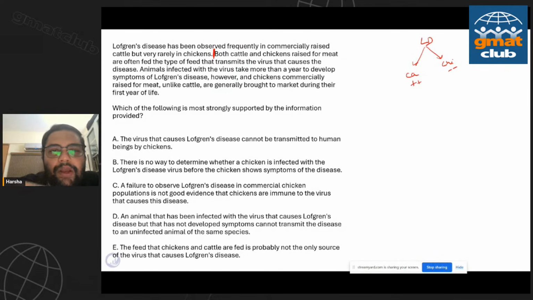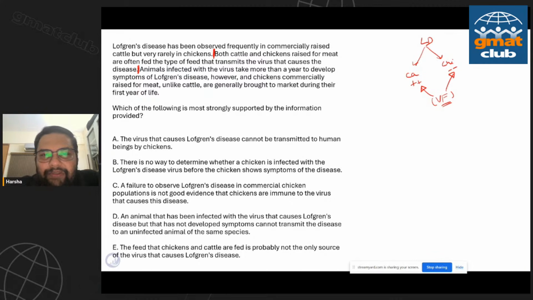Interesting. Let's move on. Both cattle and chickens raised for meat are often fed the type of feed that transmits the virus. Now, this sentence tells you something, right? Of course, beyond what is stated, it tells you something. It should at least make you wonder how is it that both cattle and chicken are eating food that can give you the virus? So the VF stands for virus food. How is it that they're both having food that can get you infected, but you're observing Lofgren's disease only in cattle, but not in chickens?